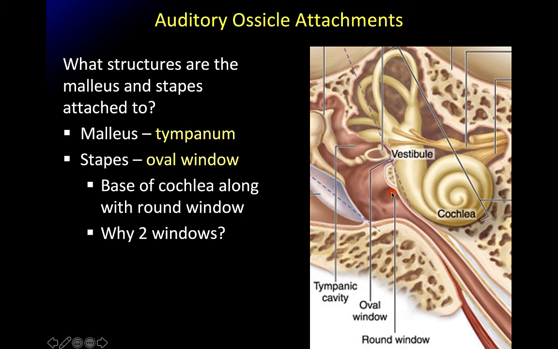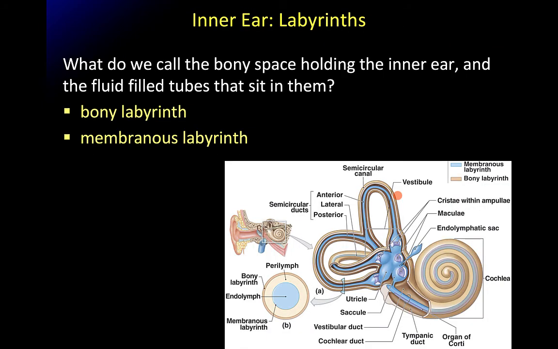And we do really want to think about why there are two windows, and we'll come back and see this, but this is a fluid environment here. Unlike the air-filled environment here, you can't compress a fluid. So to transfer the sound waves from this air-filled environment into this fluid-filled environment, you need to be able to push in on that fluid and there has to be a place here for this round window to bulge outward so that that fluid can actually move as we're transferring the sound waves in.